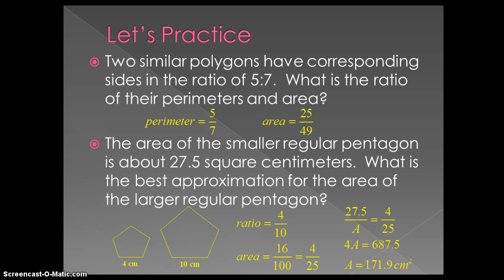Now we can use that to create a proportion. We know the ratio of the smaller area to the bigger area is 4 to 25, and we know the smaller area is 27.5. We don't know the larger area, and that's what A represents, the unknown larger area. So we have this ratio, and in order to solve this proportion, we use cross products. So we get 4A equals 687.5, and dividing by 4, we get the area of the larger pentagon. A best approximation is 171.9 square centimeters. So because we know this fact, we can now find the area of similar figures.